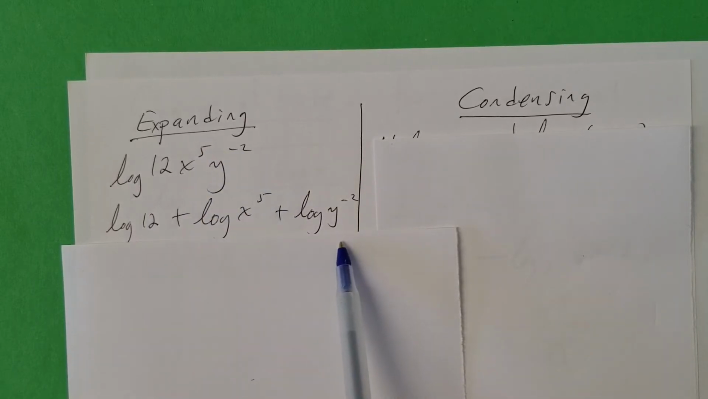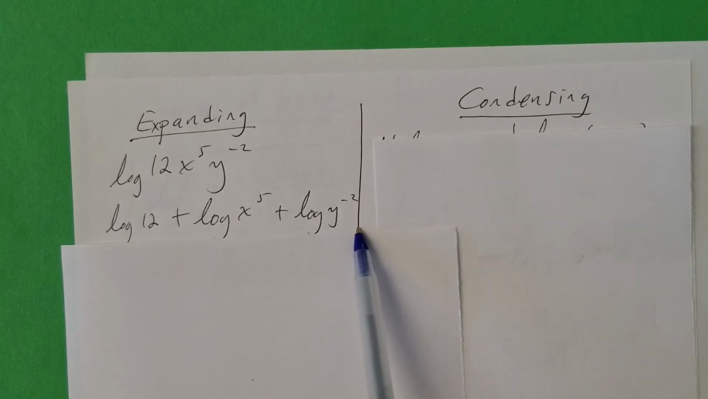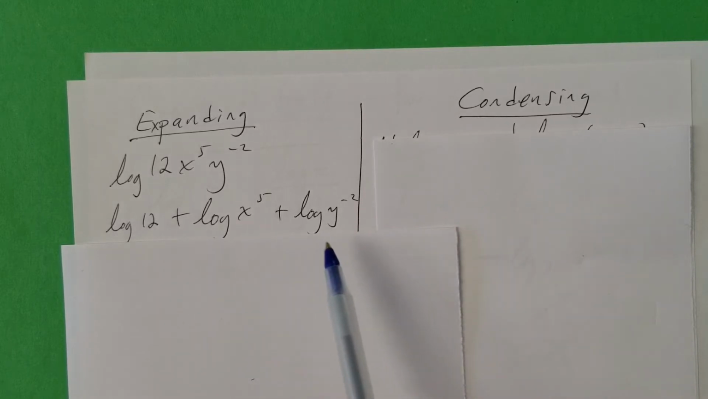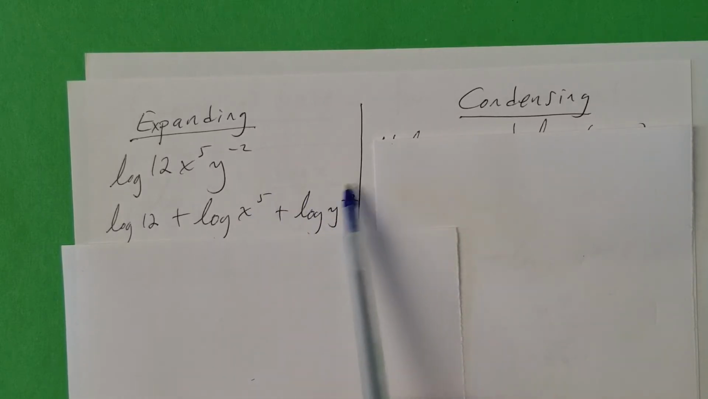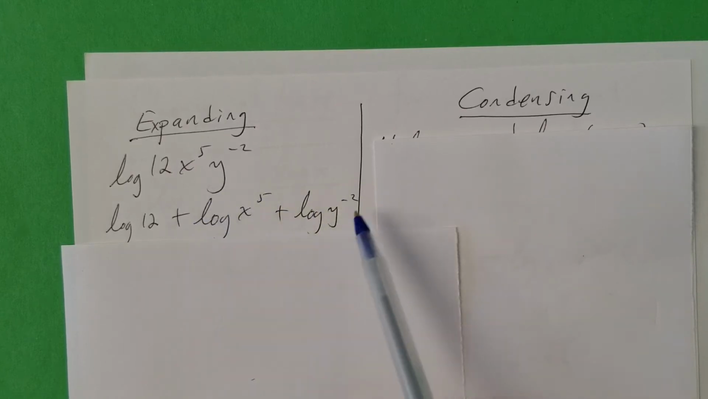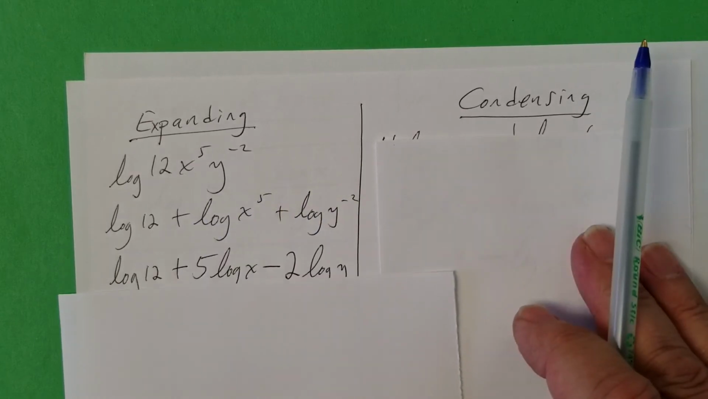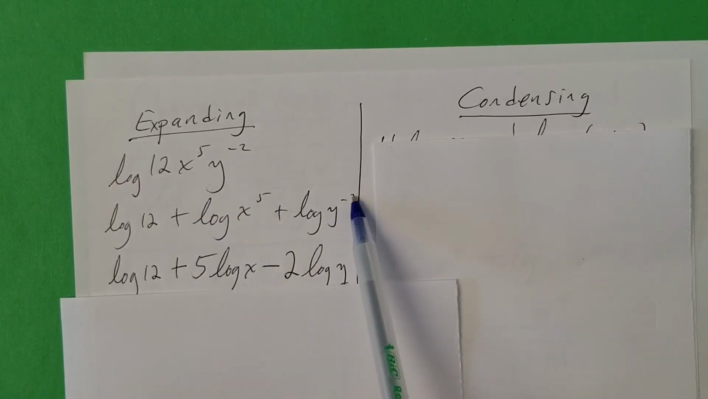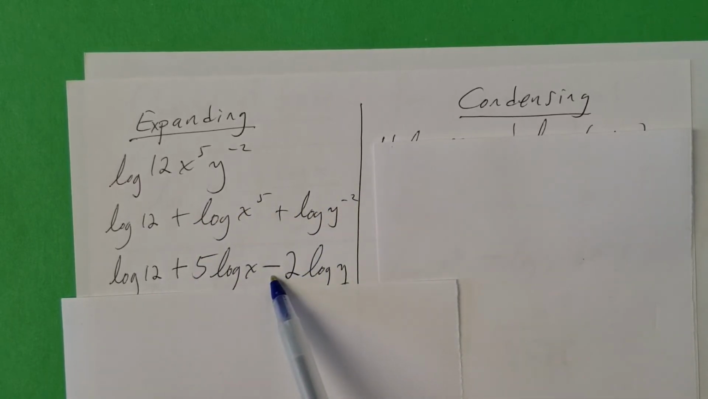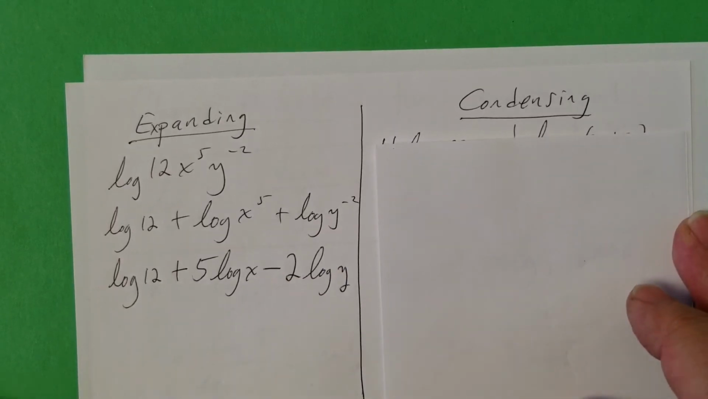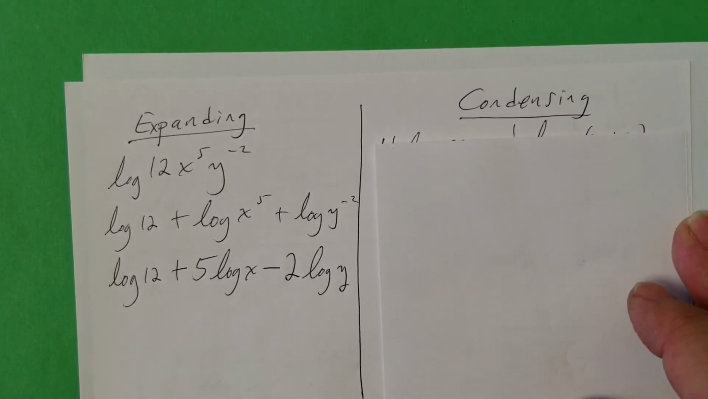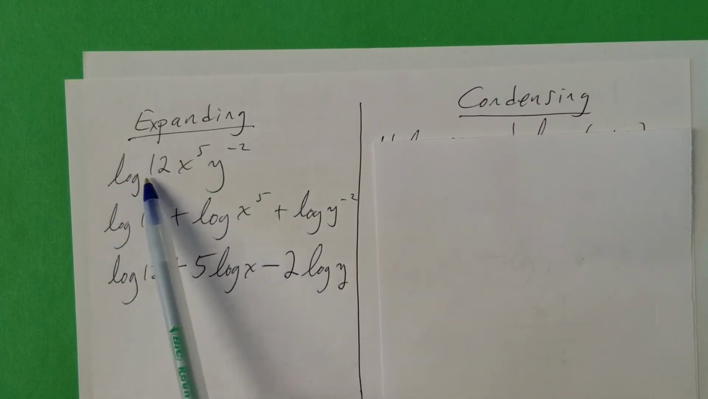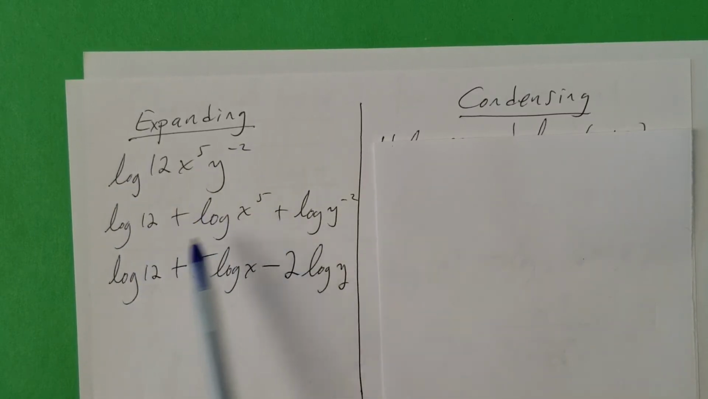That's what I did. Now I look at each one of those, and I have another property that says whenever you have a power, it can come out to the front. So I'm going to bring these powers to the front, like that. The 5 comes here, there it is. The negative 2 comes here, there it is. I'm done. What did I do? I expanded, right? This was a condensed expression, and I used the properties to expand it.